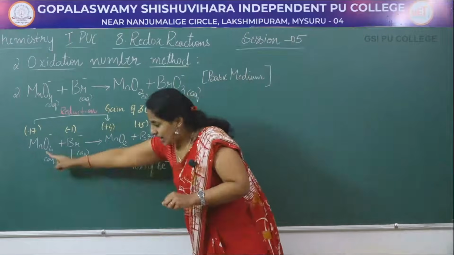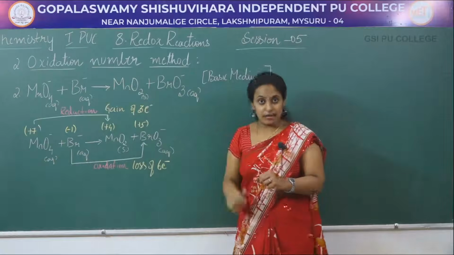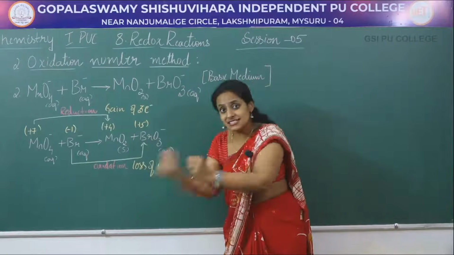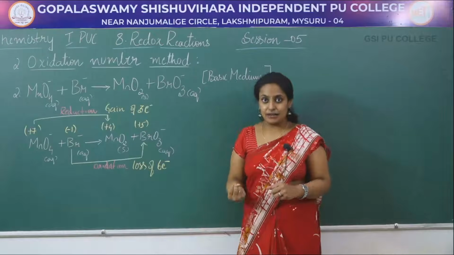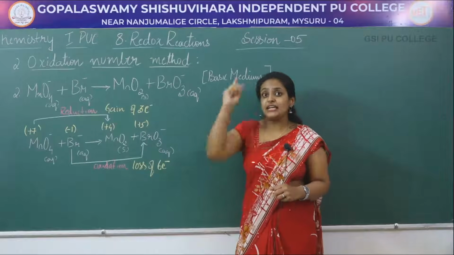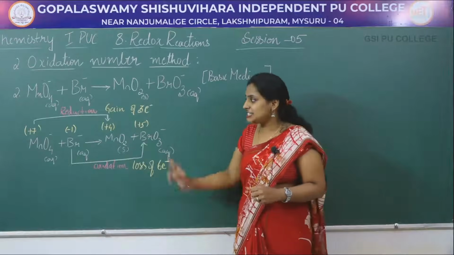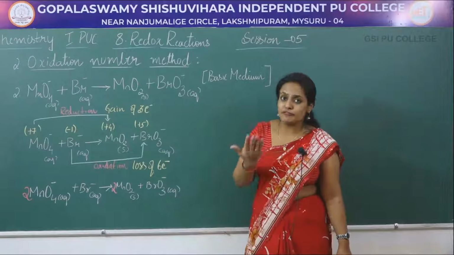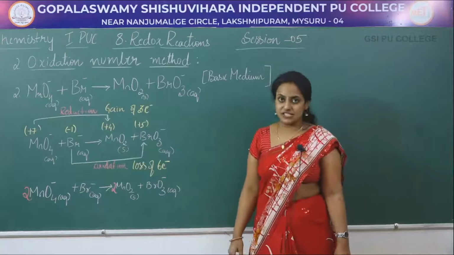The 1 mole of manganese is accepting 3 electrons. If we take 2 moles of manganese, how many will it be? 2 3s are 6, so 6 electrons are accepted. Therefore, multiply the manganese containing species by 2. After balancing the charges, the next step will be the balancing of oxygen atoms.